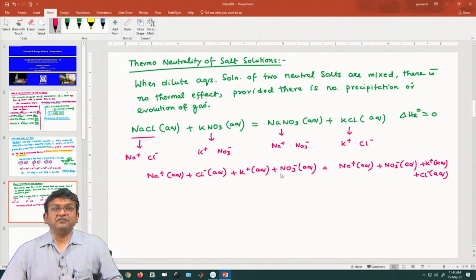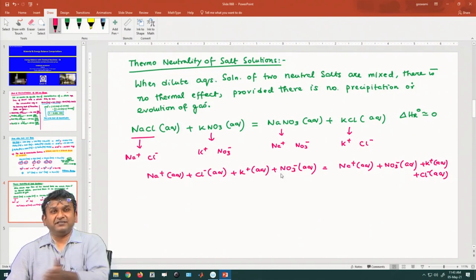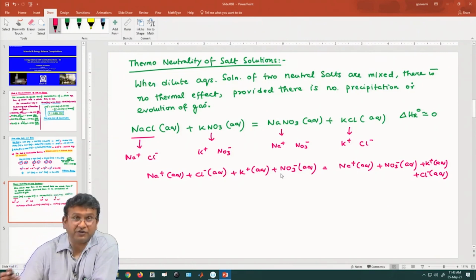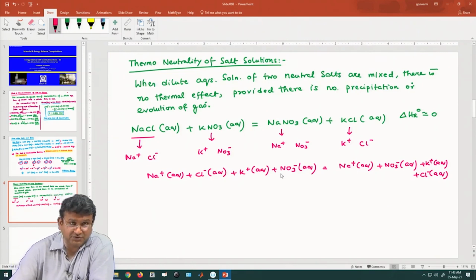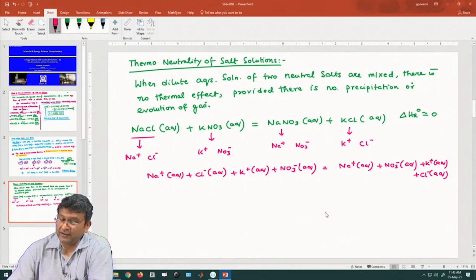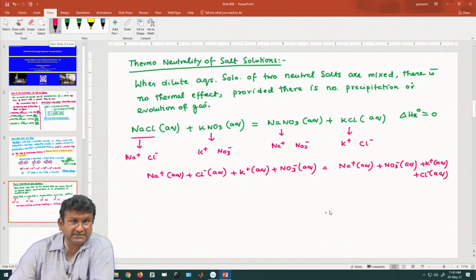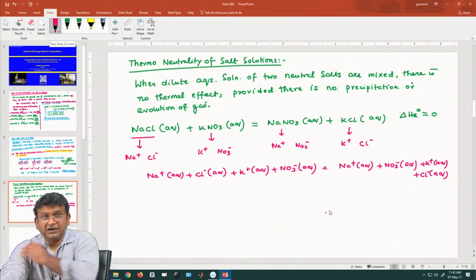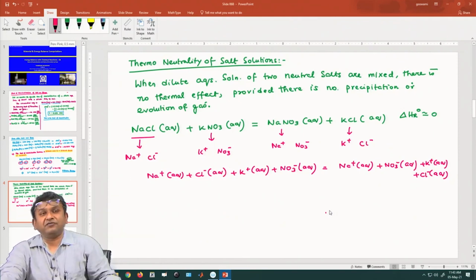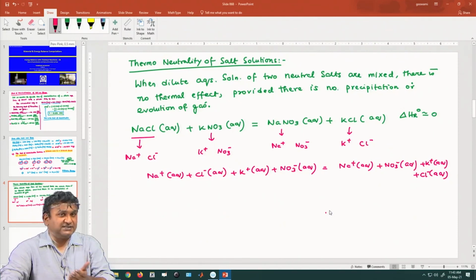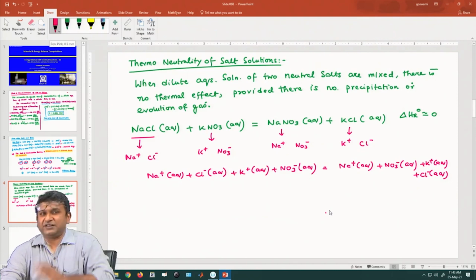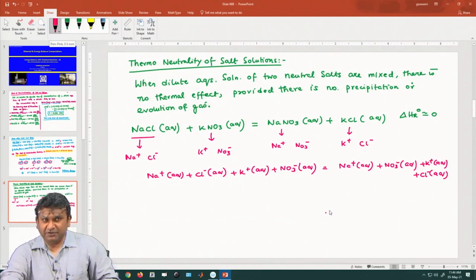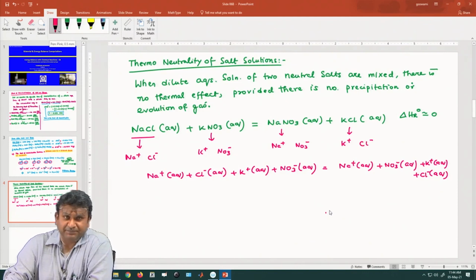Therefore, obviously, the heat of reaction is 0, and if you treat this as an algebraic reaction, you cancel the terms from both sides, you actually get an identity, 0 equal to 0. This is what is known as thermoneutrality of salt solutions. So, when you mix two salts which are both salts of strong acid and strong base, there is no thermal effect. Of course, if you have a salt of a weak base or a weak acid in the system, there will be some small thermal effect, because there will be some partial dissociation.